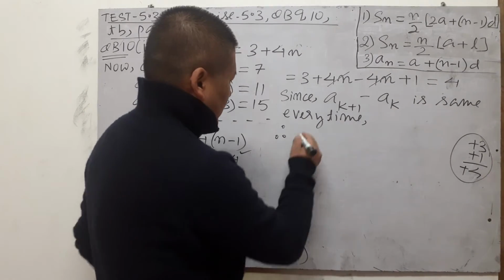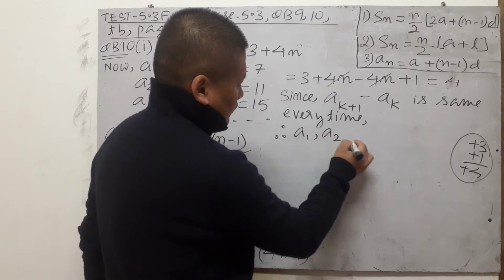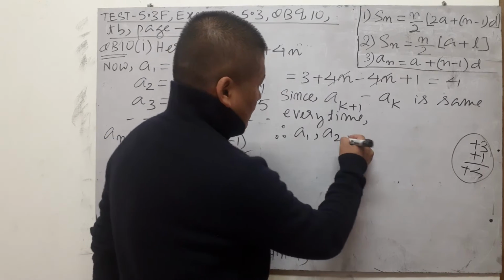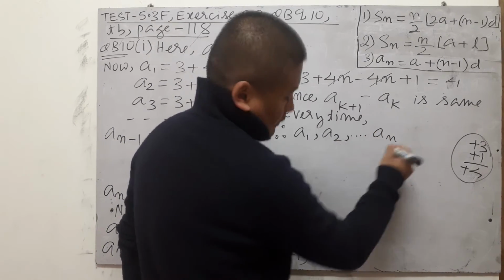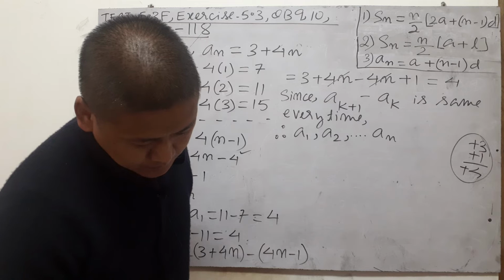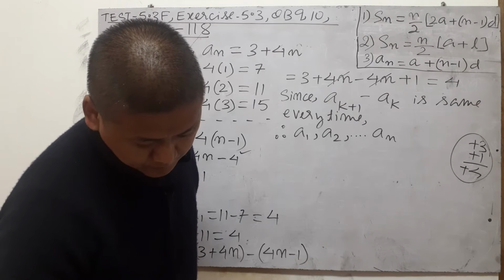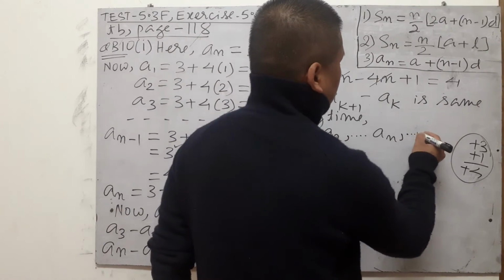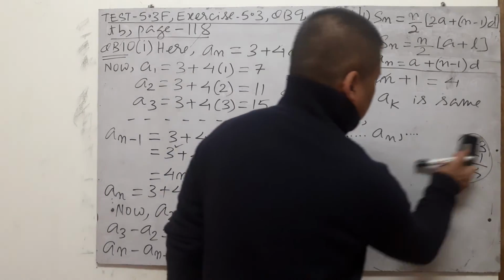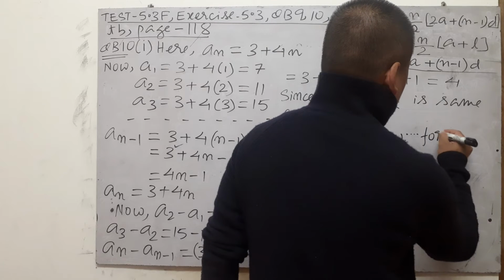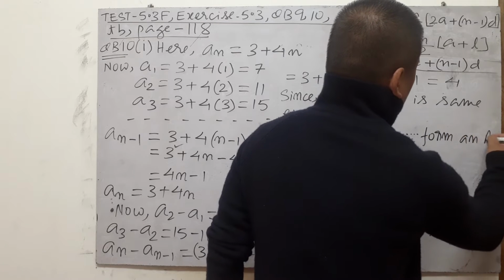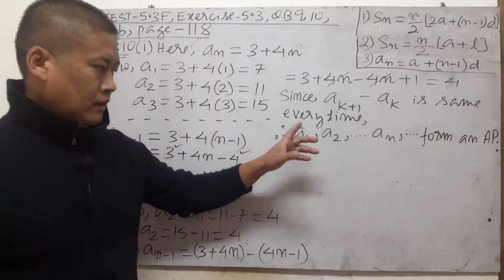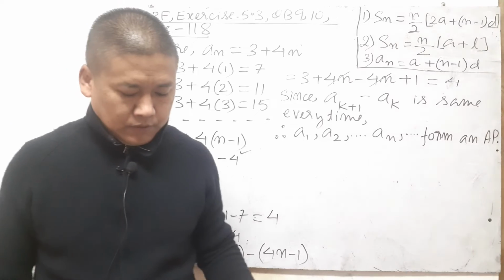this sequence of numbers given in the question, a1, a2, etc., an, etc., all of this forms an AP. In other words, it's an AP. The question first says to determine and show that they are in AP.